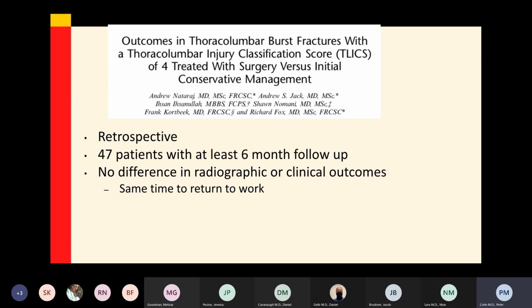And as you might expect, they found no difference in their radiographic or clinical outcomes in these patients who had either surgery or no surgery, sort of further verifying that score of 4 as being the transition point between when operative management versus non-operative management is sort of equivalent.